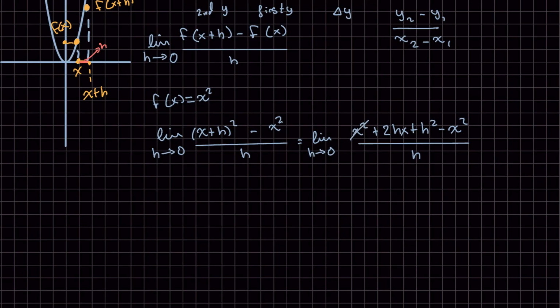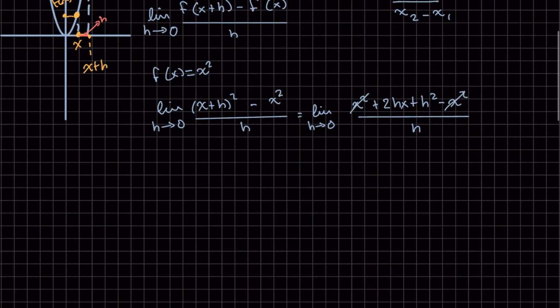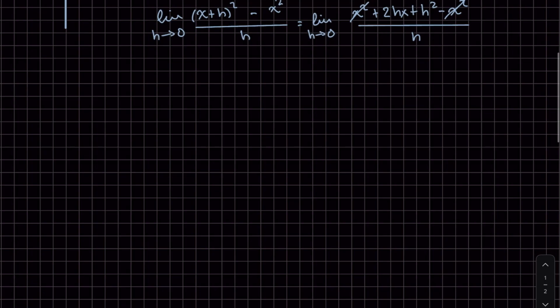And what we can do is we can cancel those because they're the same, right? And now we have that is equal to the limit as h approaches 0 of 2hx plus h squared over h. And we have a problem, right? Because as we stated in the last video, you can't divide by 0. It's a felony offense up to 10 years in federal prison. So in this case, how will we determine this limit?